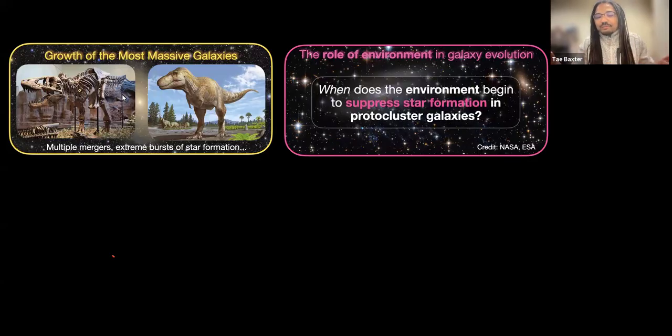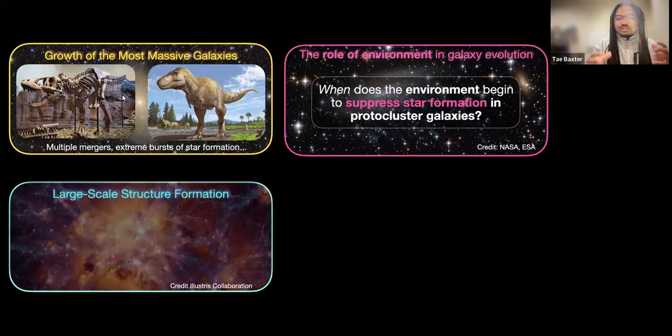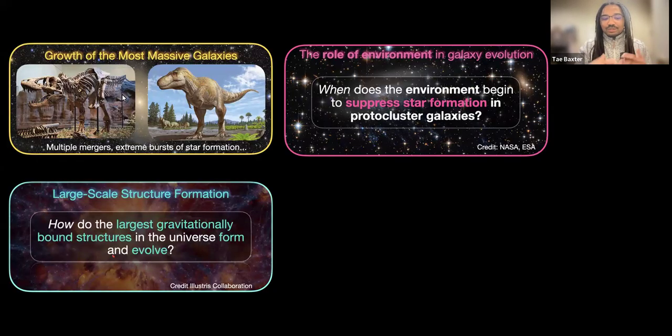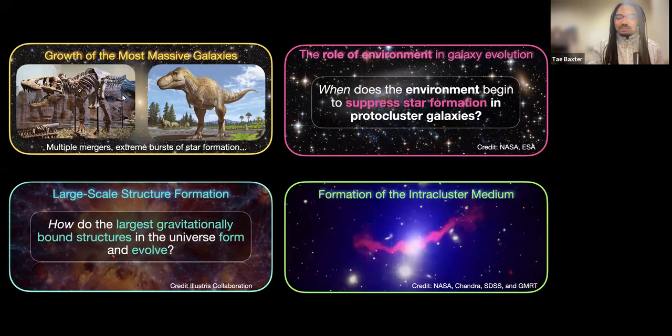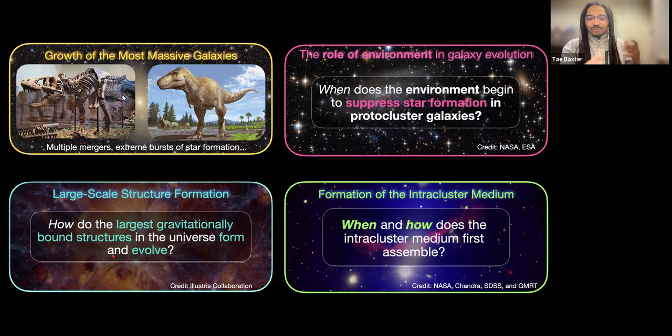When does environment begin to suppress star formation in galaxies, in these proto-cluster galaxies, galaxies that live in clusters that haven't quite formed yet? We also want to understand just the large-scale structure of our universe. How do the largest gravitationally bound structures in the universe form and evolve? And also, we want to understand the properties of this hot gas. How did it form? How did the intracluster medium form? When did it form? And other mechanisms related to that.